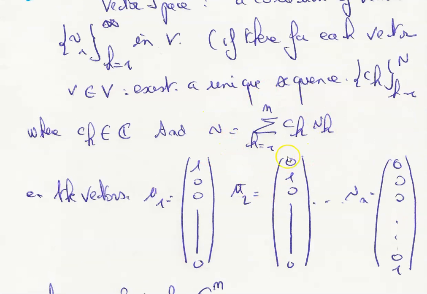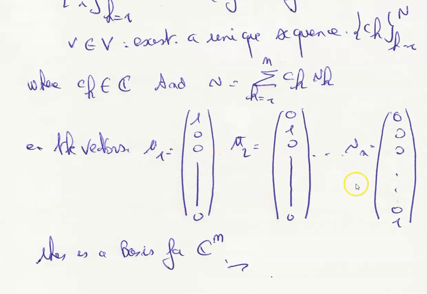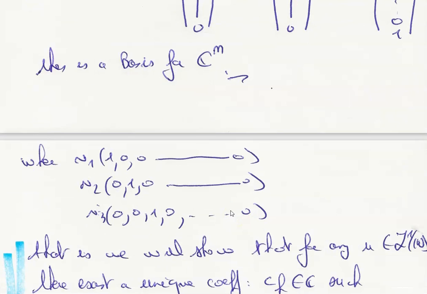So v can be expressed as a linear combination of the vk vectors, with the vk vectors forming a basis for Cn. Okay, you can see it quite easily. No need to demonstrate it again.